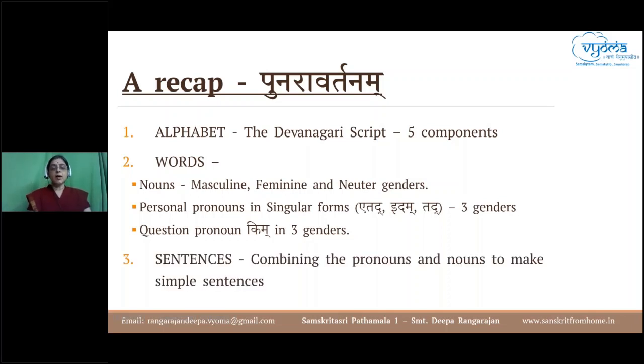So next we saw how to combine these pronouns with the nouns, and we've been seeing a lot of new words. We'll continue to do that, but in today's class we'll be seeing words which have Samyuktaksharas. What are Samyuktaksharas? Those consonants which appear next to each other without intervening vowels are called Samyuktaksharas. Combinations of consonants is what we're going to see today.